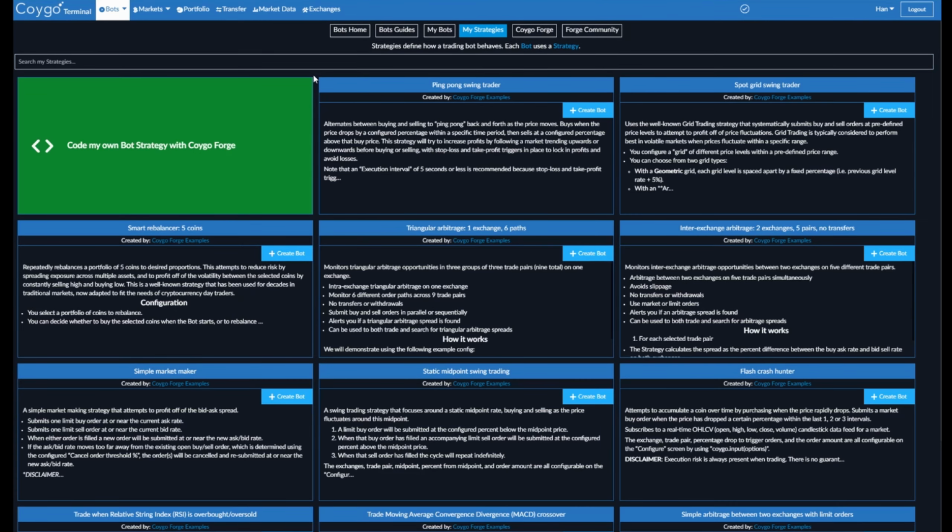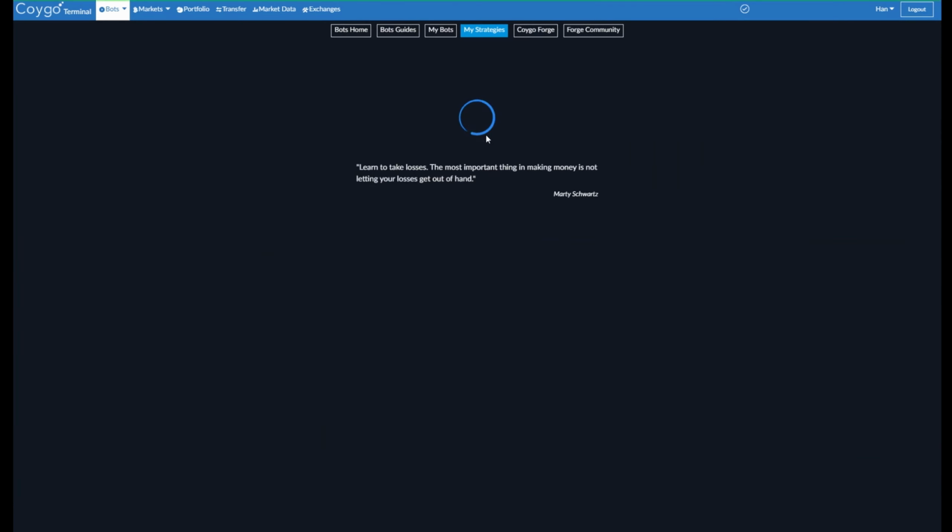And here we see every strategy that's currently available within Coygo Bots. We have a spot grid swing trader, a smart rebalancer, triangular arbitrage on one exchange, inter-exchange arbitrage on two exchanges, flash crash hunter, market maker, and more. But today we're going to be focusing on the ping pong swing trader. So we click on that.